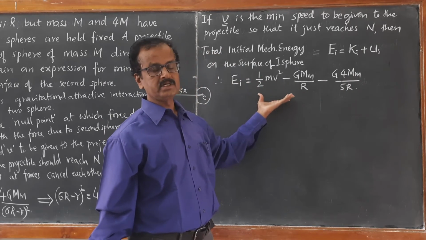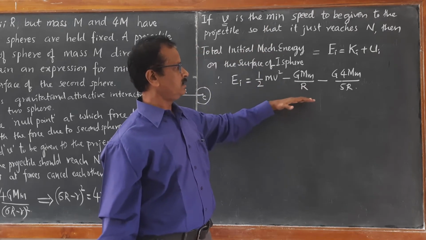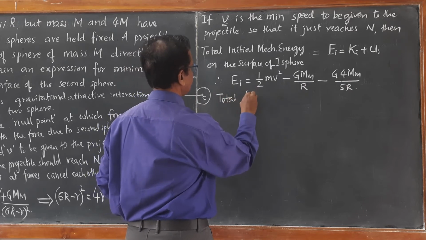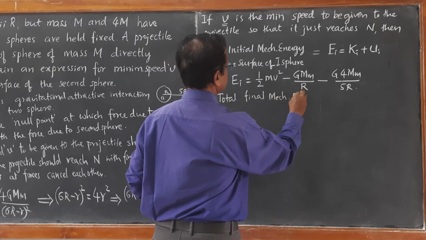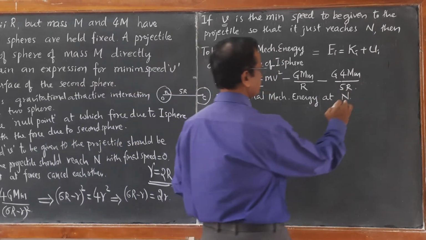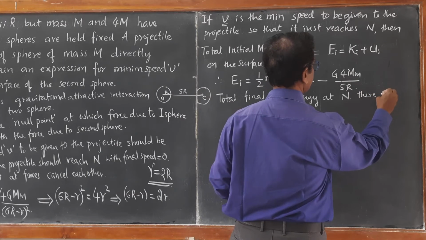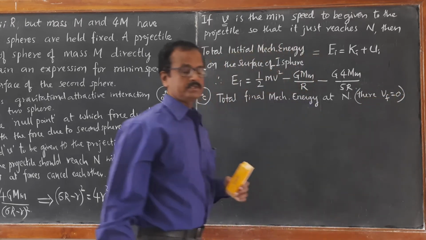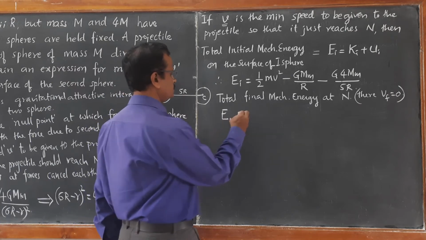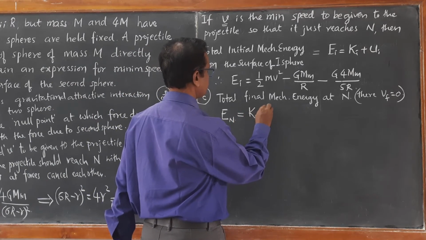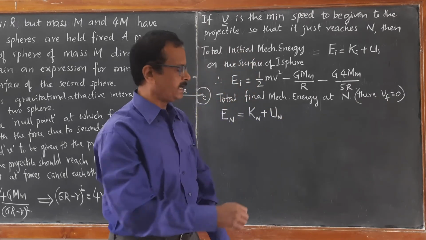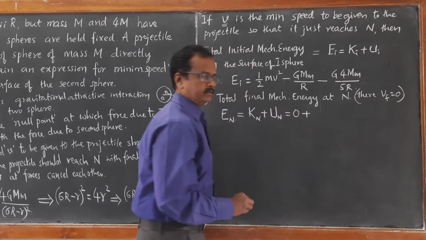So this must be the total initial energy to be supplied to the projectile so that it can just reach the null point. Okay. Now, total final mechanical energy at N, when it reaches N, the final velocity Vf becomes equal to 0. Final velocity of the projectile becomes 0. So I write E at N, final mechanical energy at null point N, is equal to kinetic energy at N plus potential energy at N. Since it is reaching with final velocity Vf equal to 0 at N, KN becomes 0. 0 plus UN.